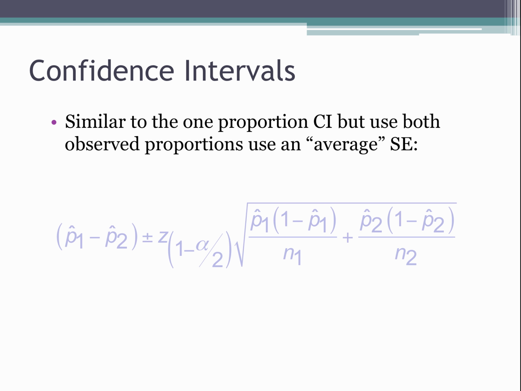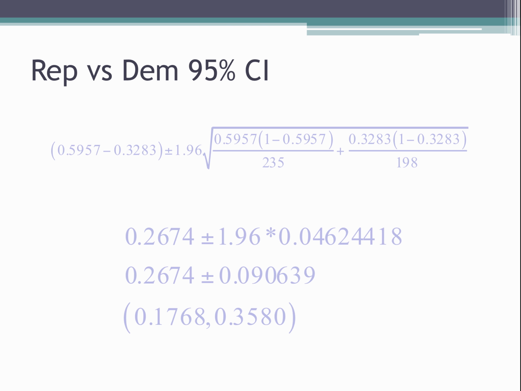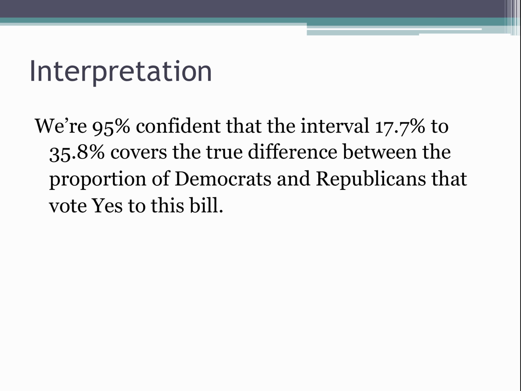You could then also calculate the confidence interval for the difference of the two. You could either use the z-score confidence interval or the Wald or the exact confidence intervals. Here we'll just do a quick calculation by hand, and you can get the confidence bound here, and then you'd want to include that interpretation. You could simply give the confidence bound, or you could go further and say we're 95% confident that 17.7% to 35.8% covers the true difference between the proportion of Democrats and Republicans that voted yes to this bill.